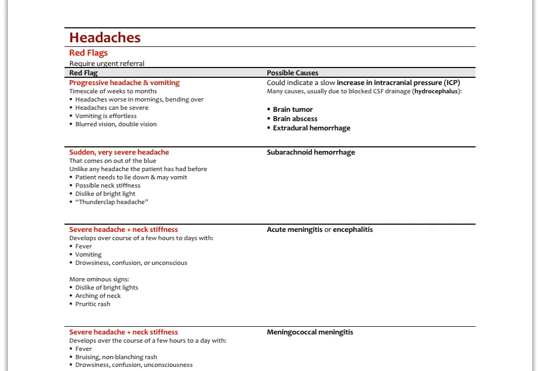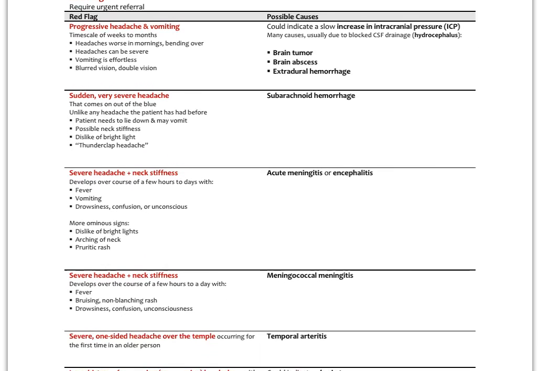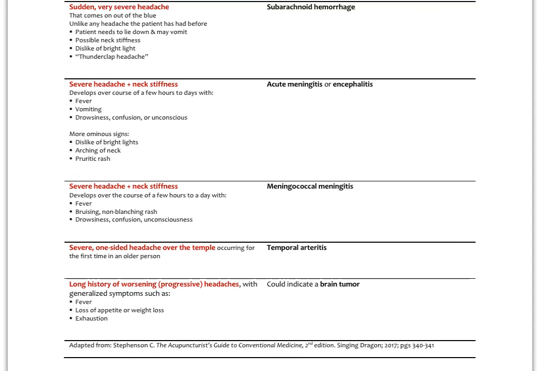Sudden, very severe onset headaches, again, the thunderclap headache, and that would be potentially suggestive of a subarachnoid hemorrhage. And then severe headache with neck stiffness, think meningitis, potentially encephalitis. If there is signs of arching the neck, pruritic rash, and so forth, that's pretty ominous. That's going to tell us more with the rash that it's potentially meningococcus. And then severe headache with stiff neck that develops over a few hours to a day with fever and bruising, non-blanching rash, drowsiness, confusion, that's meningococcus.